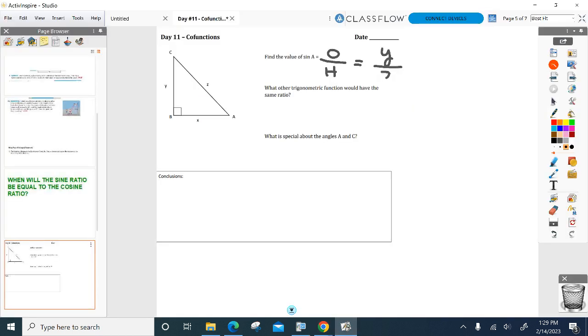Good job. All right, honors kids, I have a challenge for you and your group. Can you find something else that is also equal to y over z? Like sine, cosine, tangent, maybe coming from a different angle, that's also equal to y over z, but not sine of A, of course. Talk to each other if you need to.